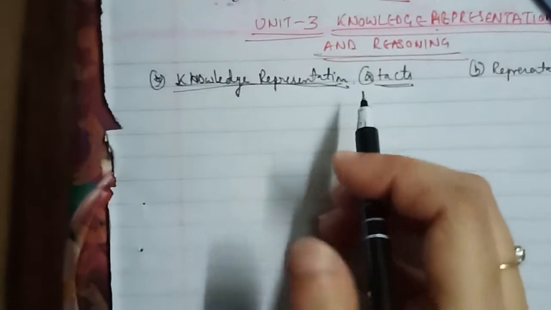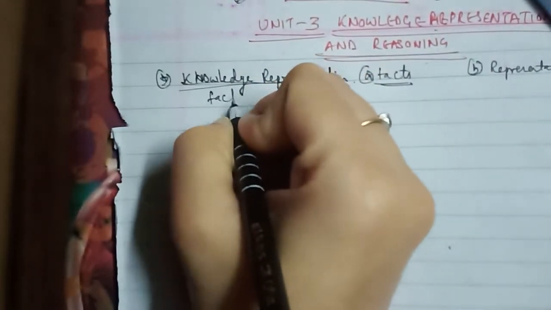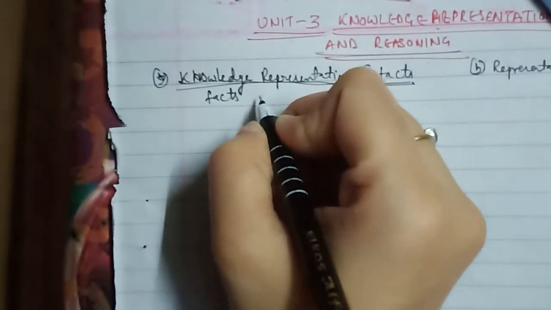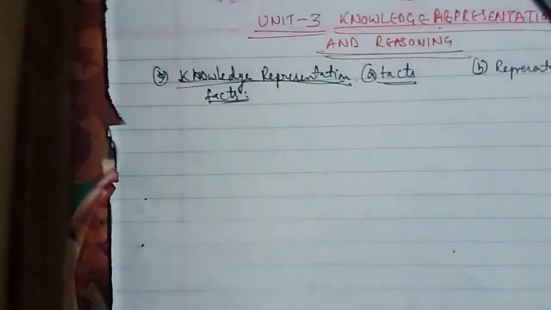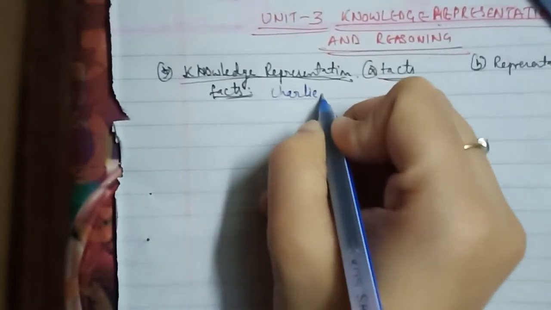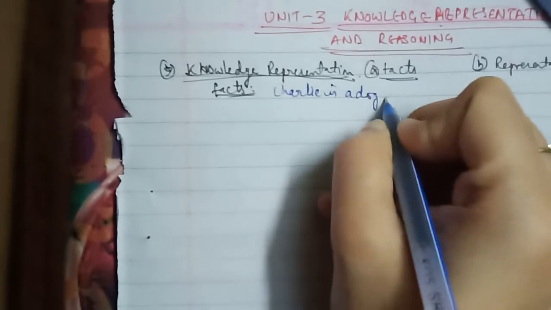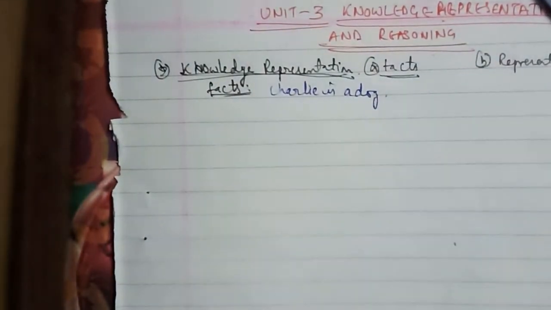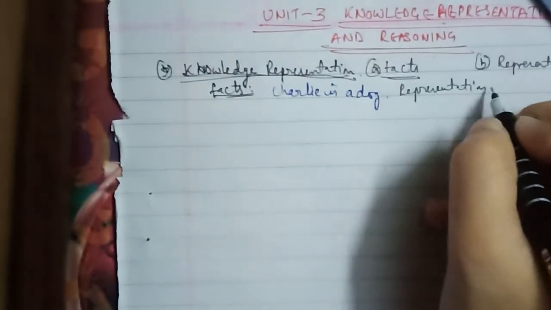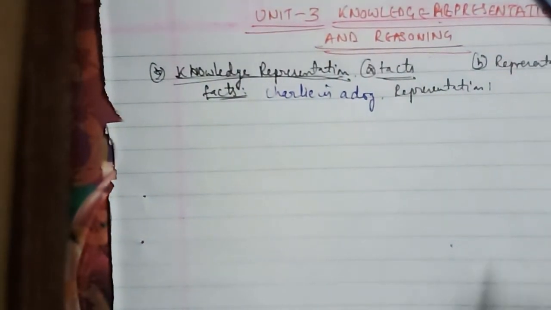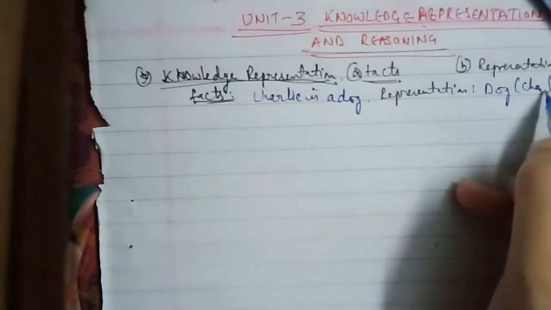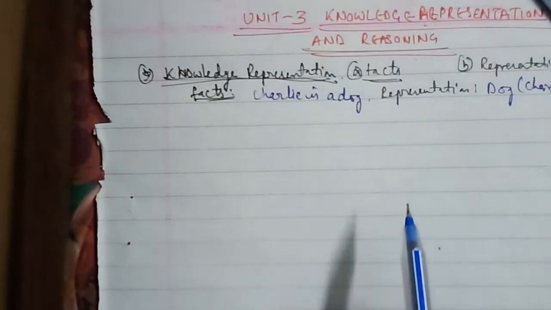So let's go ahead with the detail of facts and representation here. The fact is: Charlie is a dog. But for the representation of this we have: dog(Charlie). Okay, so this is how you represent it here.